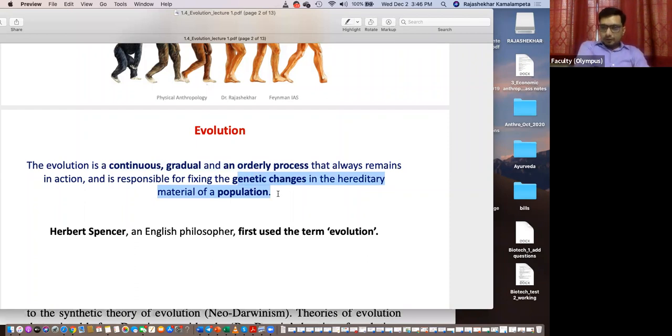So this idea came afterwards, once we figured out what is governing these characteristics, like DNA. So now we know that it is a continuous process, gradually happening, nobody controlling it, and orderly. It looks like it is happening in a direction. And it is responsible for fixing the genetic changes in the hereditary material. What is it acting on? It is acting on the instructions that are present in our DNA, our hereditary material. Fixing the genetic changes in the hereditary material of a population.